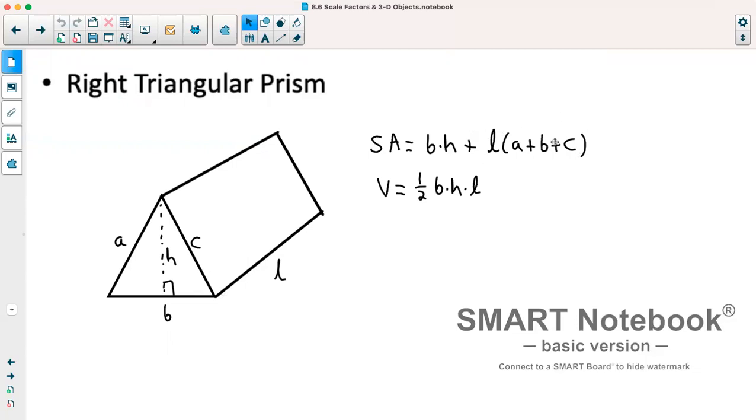And there's our area of a rectangle. Now for volume of a triangle, essentially we're taking our area of this end, which is 1/2 base times height, and then multiplying it by our length.